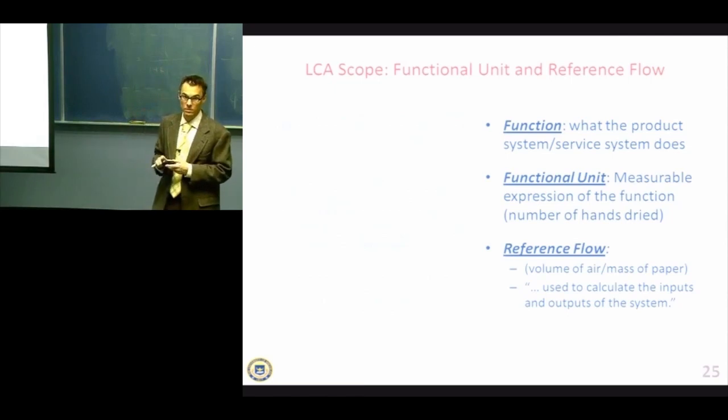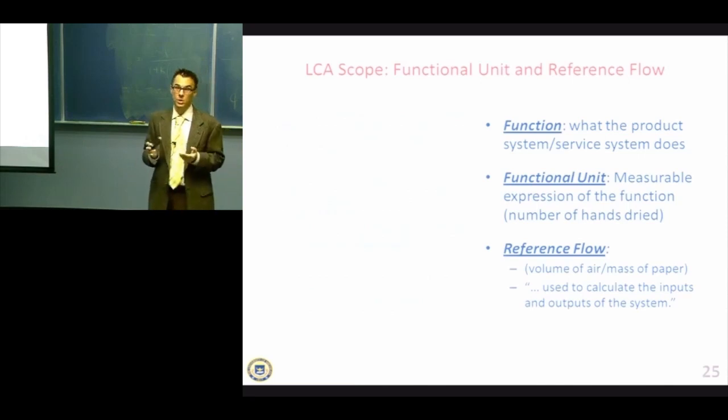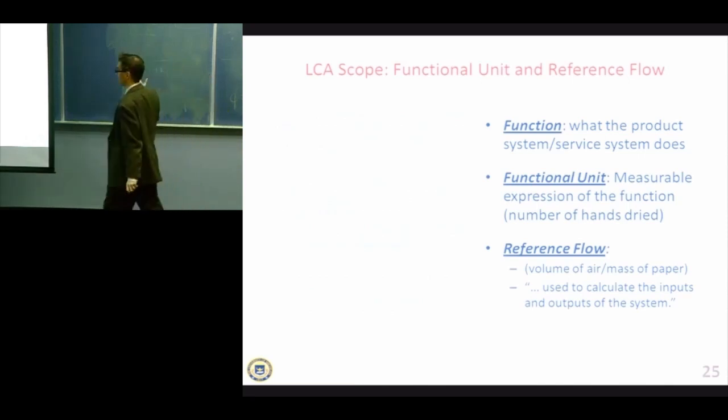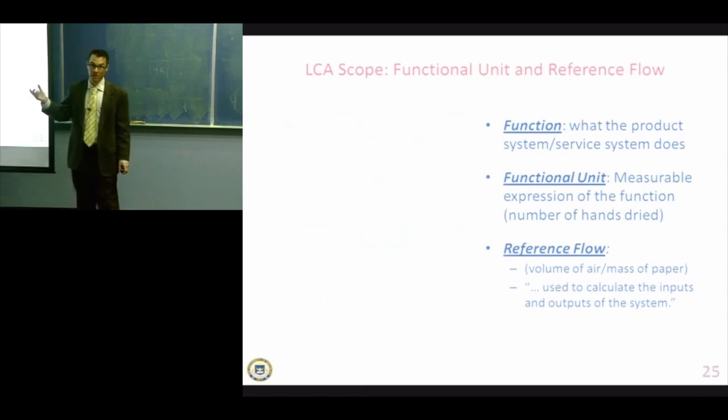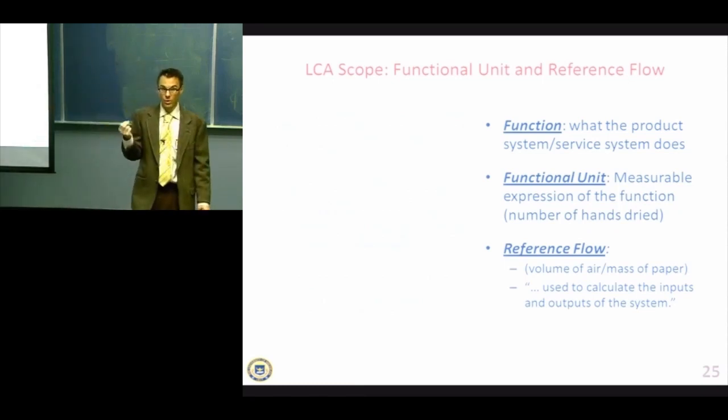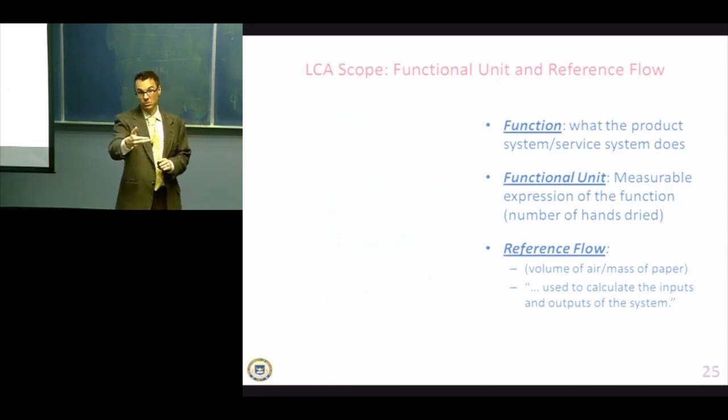The reference flow, for example, if you look at the drying hands example, it could be the amount of volume of air that the blower blows out. It could be the amount of electricity it uses. Well, it won't be the amount of electricity, because that is essentially an input to the system, right? So the reference flow attaches to the function. You're not using electricity directly to dry your hands, although you could, and it'd be kind of interesting, right? I got the engineer minds turning out there. But what you define as reference flow, that is a judgment call.